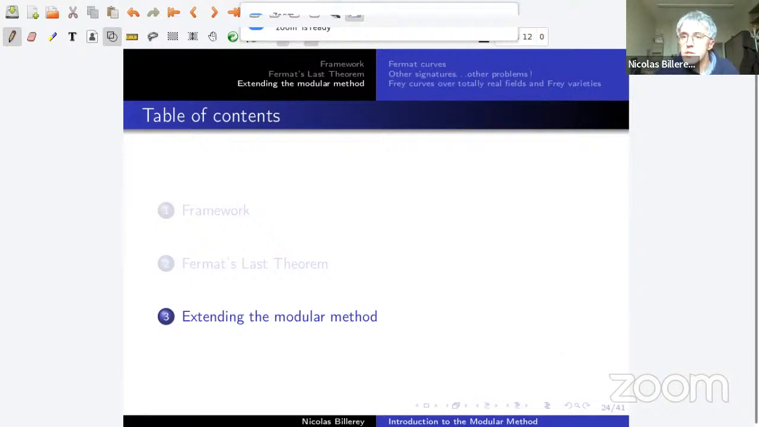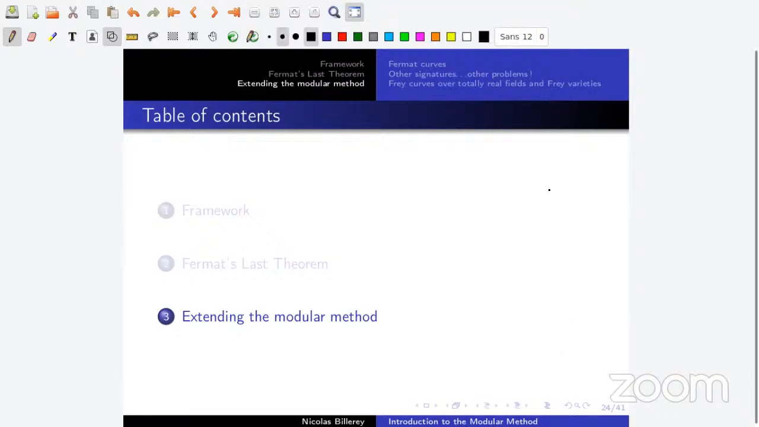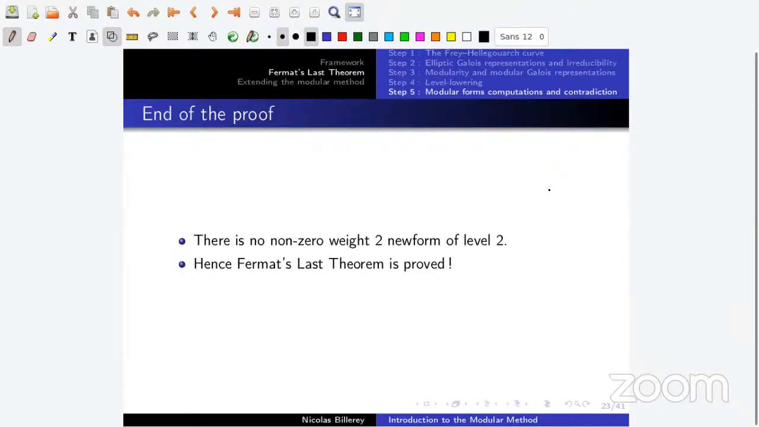Yes, there is a question. I just have one question. In Wiles' work, the Galois representation is modular of level N. Is that N square free? N square free, yes. That's because the Frey curve is semistable, yes. Okay, thanks. You're welcome.